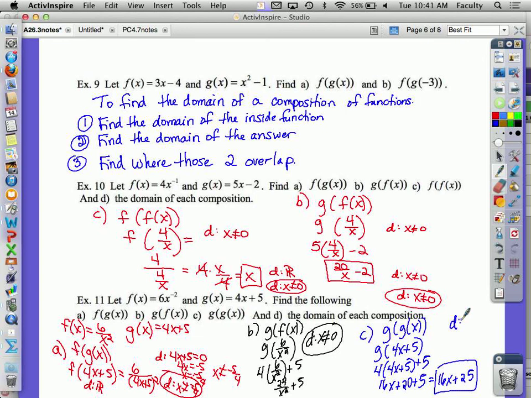Then let's talk domain. What's the domain of the inside? All real numbers. What's the domain of the answer? All real numbers. Well, those are the same. So it's just all real numbers. Okay? You guys starting to get the hang of it? A little bit.